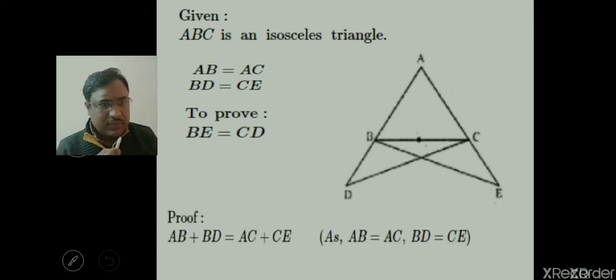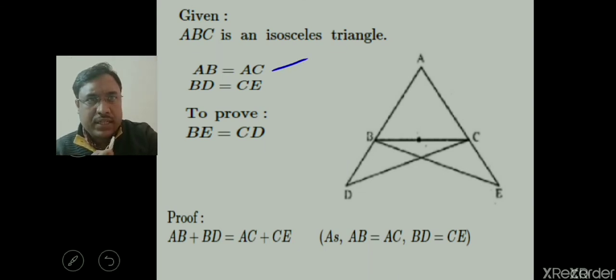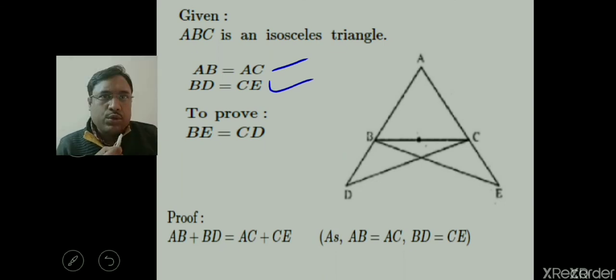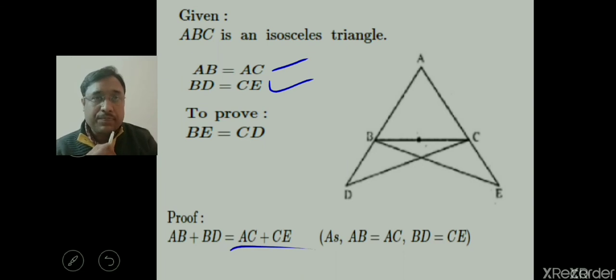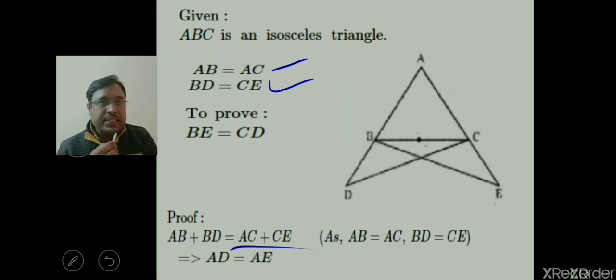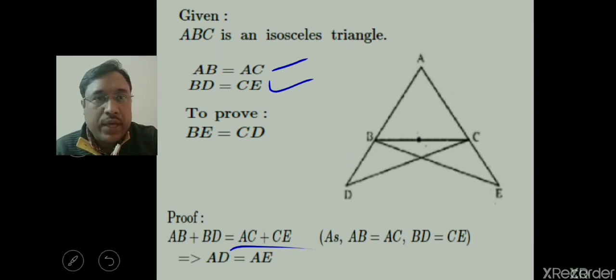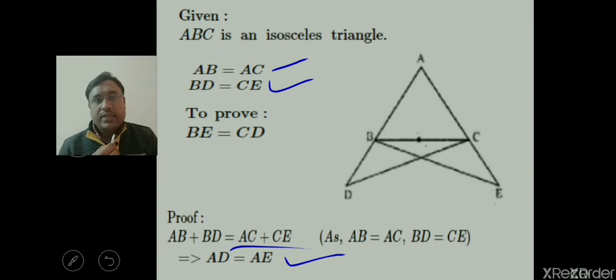Then you may write in the proof, AB plus BD, that means to AB you add BD. These two equations you can add. This is equation number one and this is equation number two. If you add these two equations, then LHS you add with LHS and RHS with RHS. Then AB plus BD equals AC plus CE. After adding, AB plus BD gives AD, and AC plus CE gives AE, that means AD equals AE. You have got one result, that the side AD is equal to the side AE.